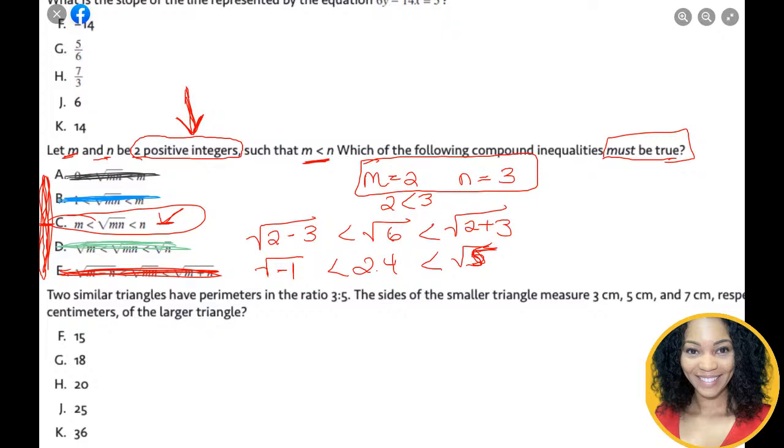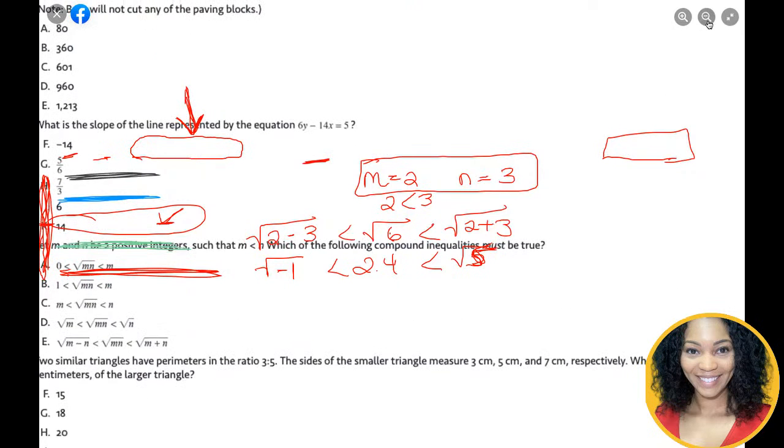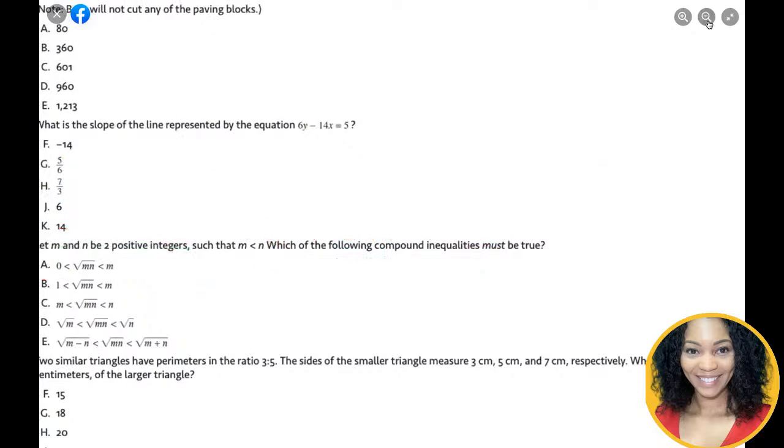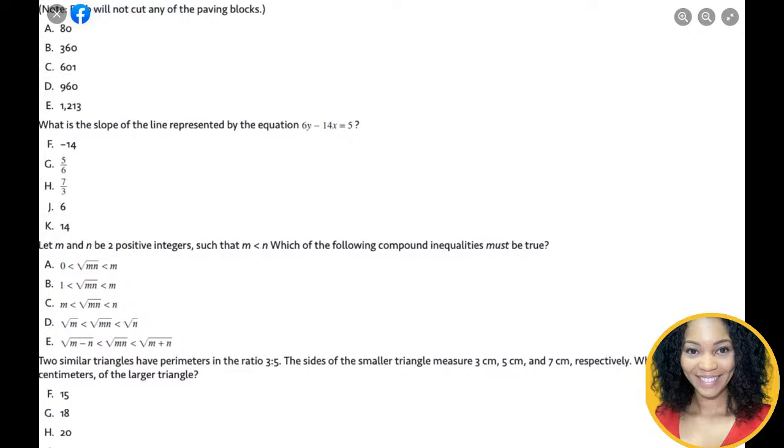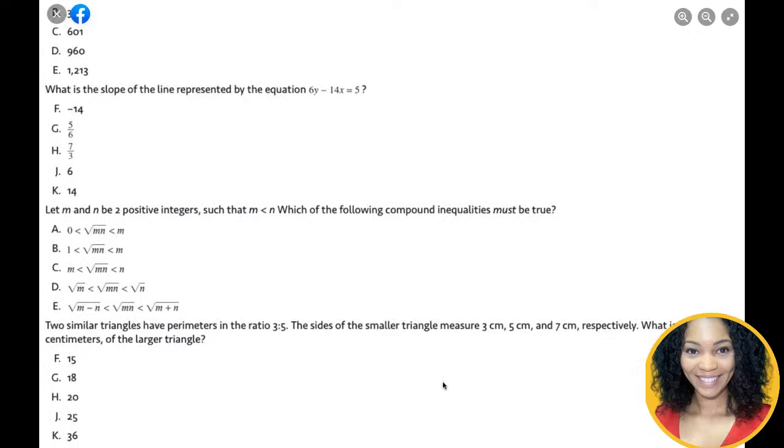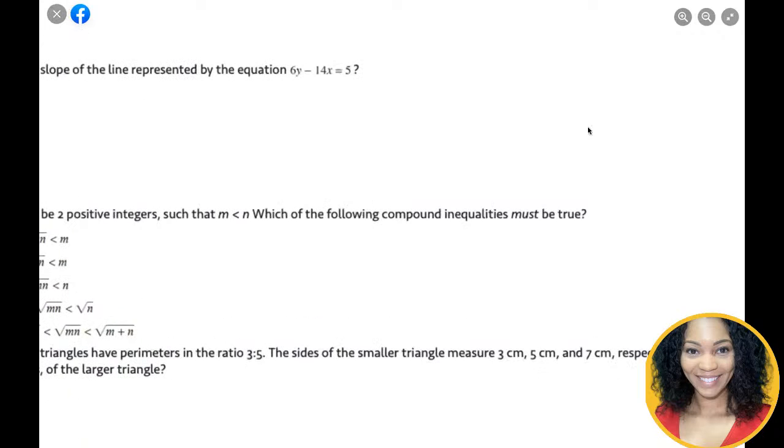2 similar triangles have perimeters in the ratio 3 to 5. The sides of the smaller triangle measure 3 centimeters, 5 centimeters, and 7 centimeters respectively. What is the perimeter in centimeters of the larger triangle? Let's zoom in some.